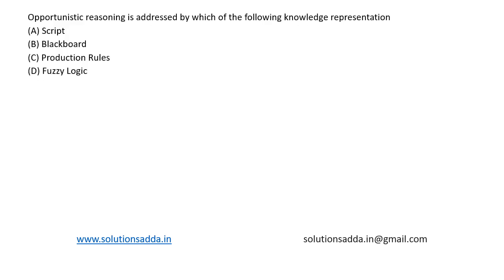This is a question from data mining and warehousing. Opportunistic reasoning is addressed by which of the following knowledge representations? Script, blackboard, production rules, fuzzy logic. So, opportunistic reasoning is a method of selecting a suitable logical inference strategy from the knowledge base of the AI system. Blackboard is an AI model of opportunistic reasoning where a common knowledge base is updated frequently by diverse knowledge sources. So option B, Blackboard, is the right choice.